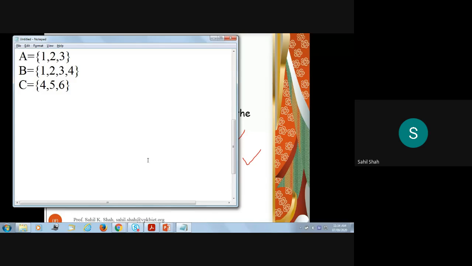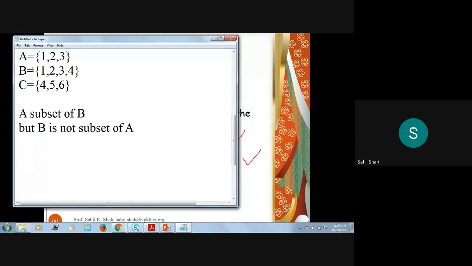If we observe, the elements of A are 1, 2, 3. Elements of B are 1, 2, 3, 4. So I will say A is a subset of B, but at the same time, B is not a subset of A. You can observe why A is a subset of B: every element of A is present in B. But the reverse is not true. In B there is an additional element 4 which is not present in A. Hence B is not a subset of A.